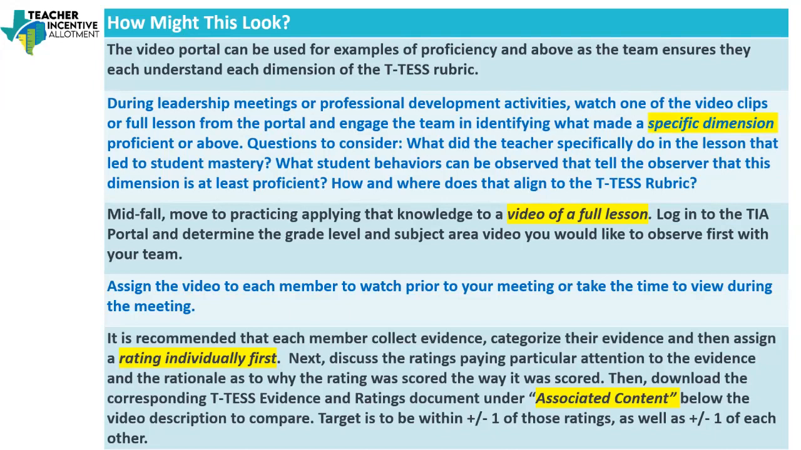It is recommended that each member collect evidence, categorize their evidence, and then assign a rating individually first. Next, discuss the ratings, paying particular attention to the evidence and rationale as to why the rating was scored the way it was scored. Then, download the corresponding T-TEST evidence and ratings document under the associated content below the video description to compare. As a reminder, your target is to be within plus or minus 1 of those ratings, as well as plus or minus 1 within each other.